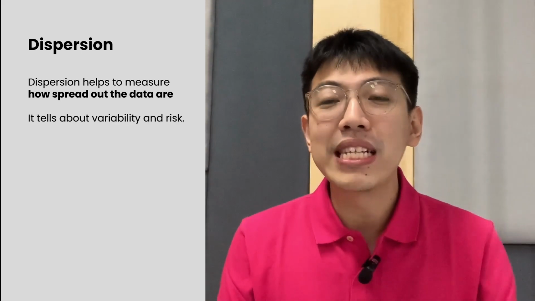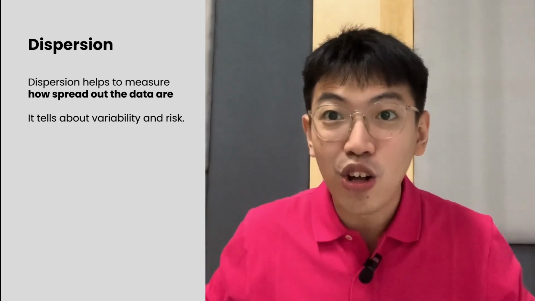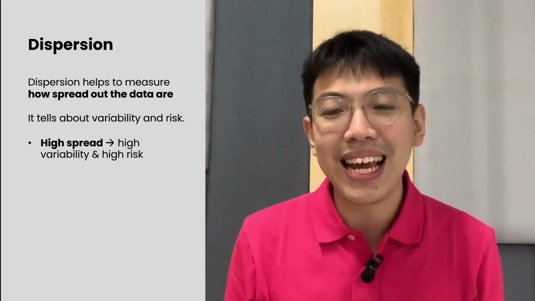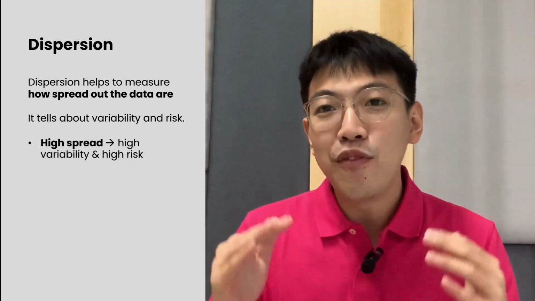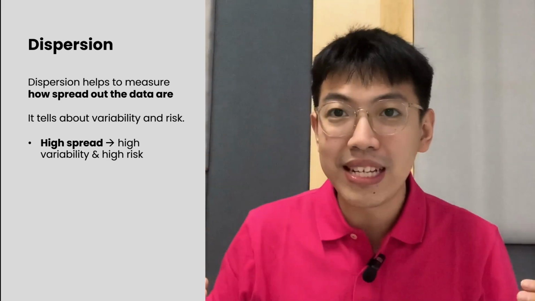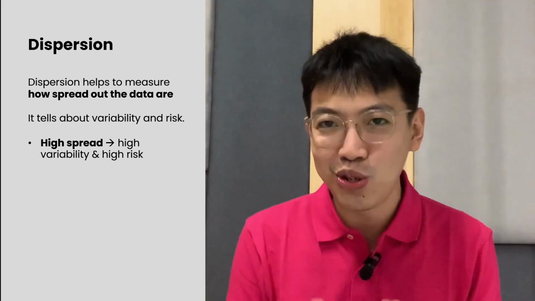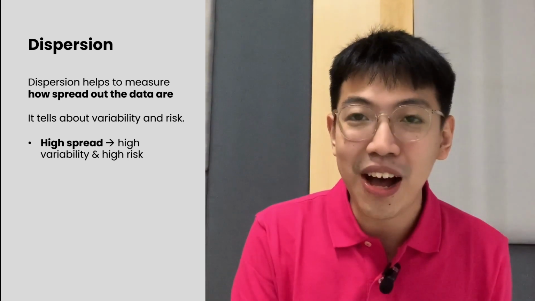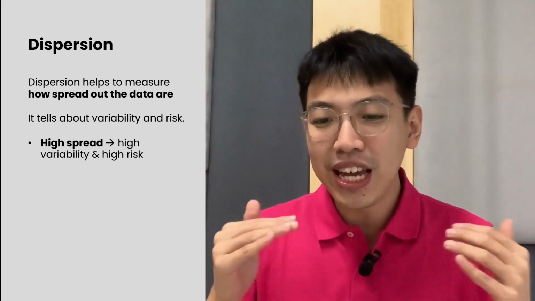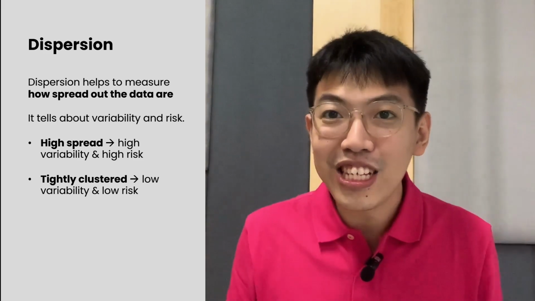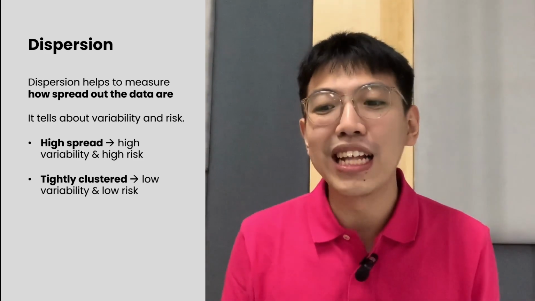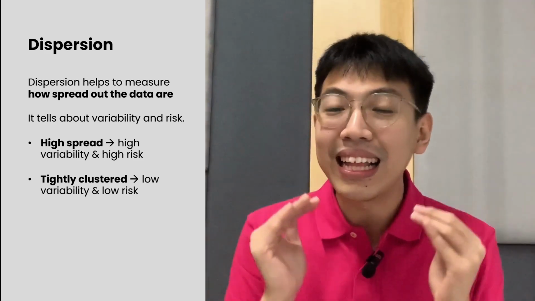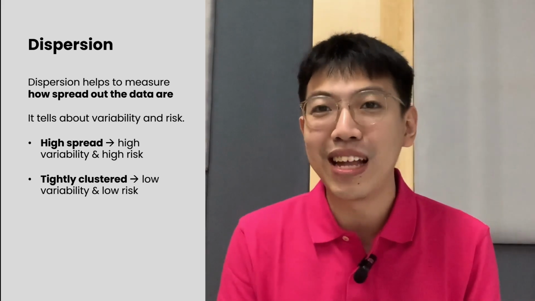If the data points in a dataset are spread out widely, it indicates high variability, which means there is more risk or uncertainty associated with predicting future outcomes based on the data. Conversely, if the data points are tightly clustered together, it indicates lower variability and less risk of uncertainty in prediction.